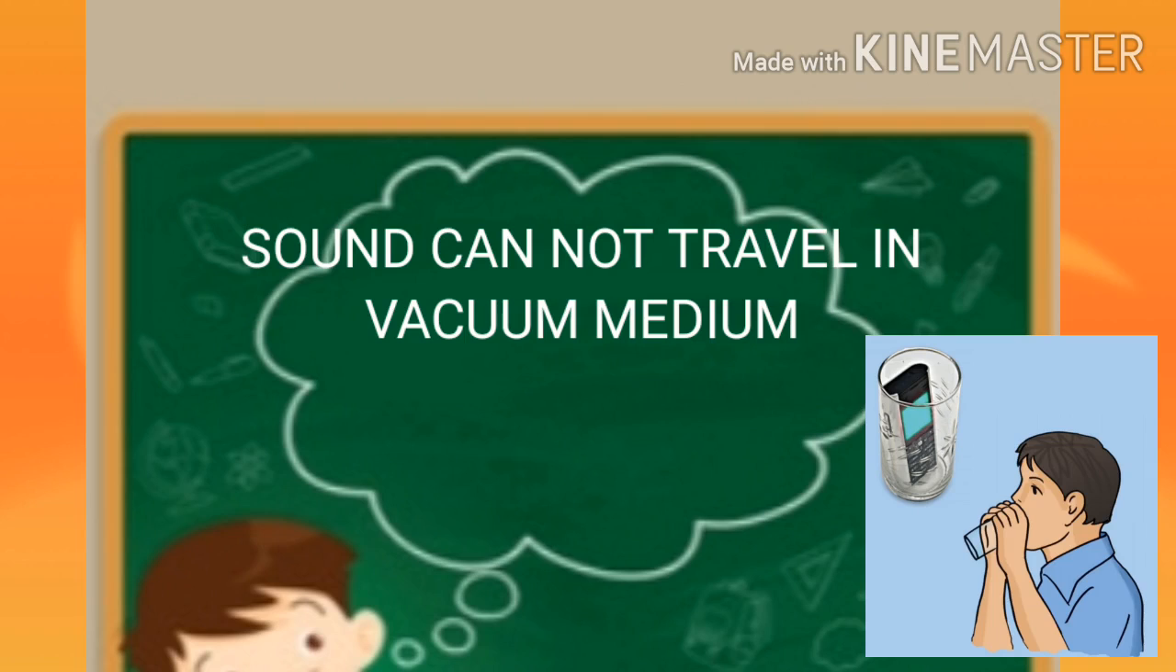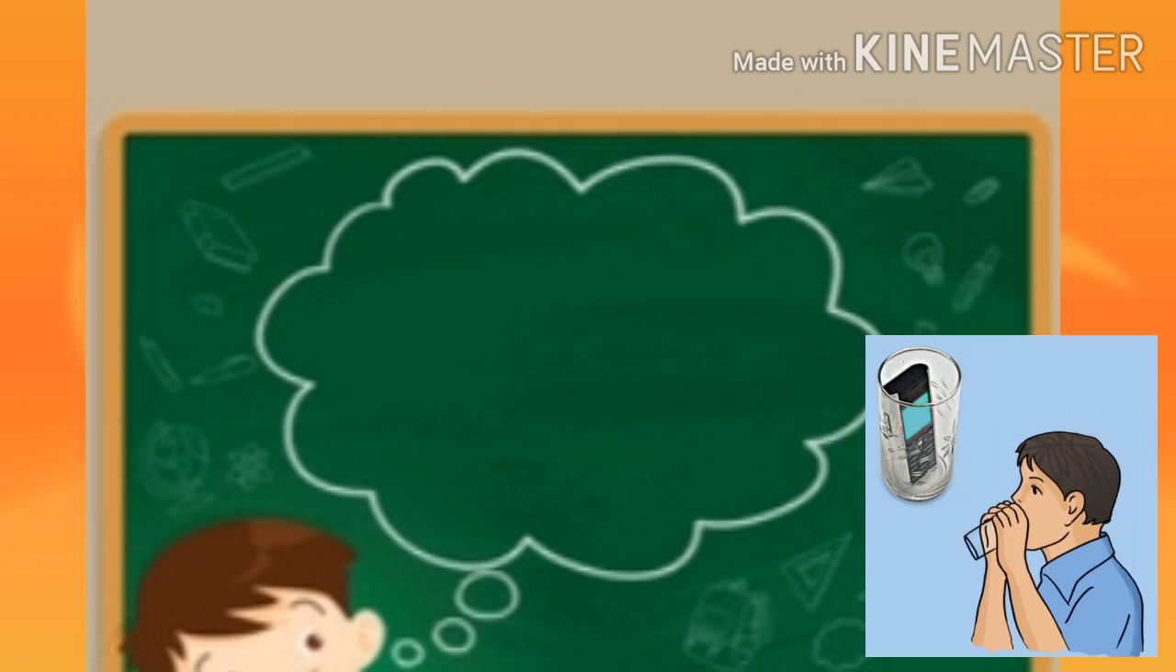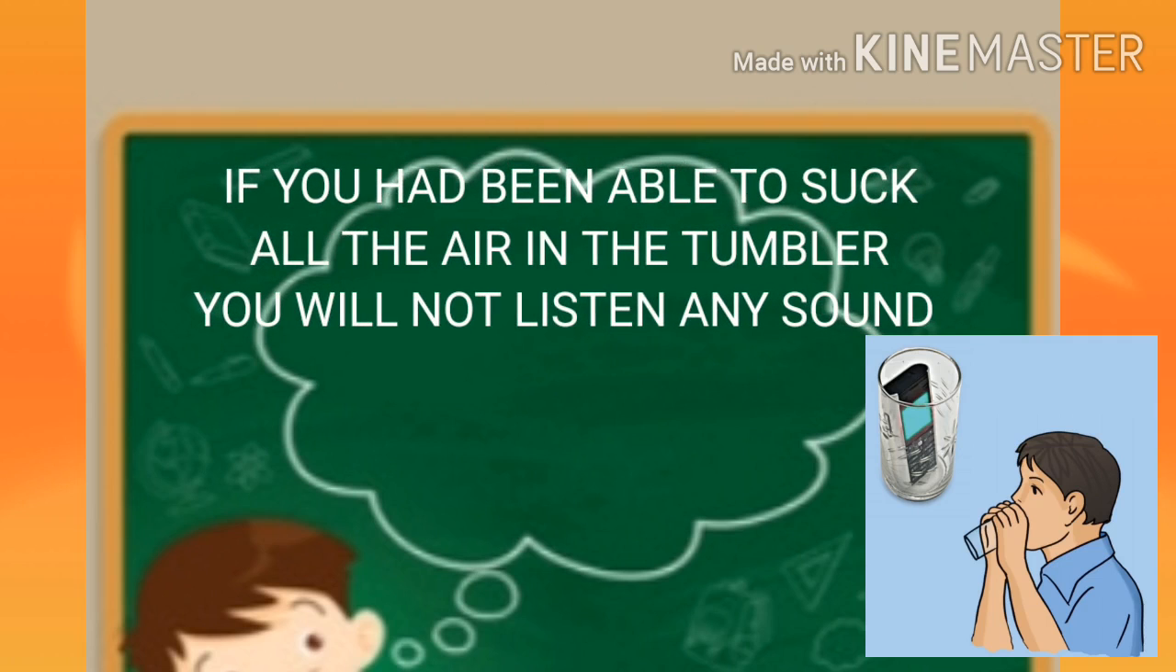So it is possible that the decreasing amount of air in the tumbler had something to do with the decreasing loudness of the ring. Indeed, if you were able to suck all the air in the tumbler which has the mobile phone, we would find that we cannot hear any sound.